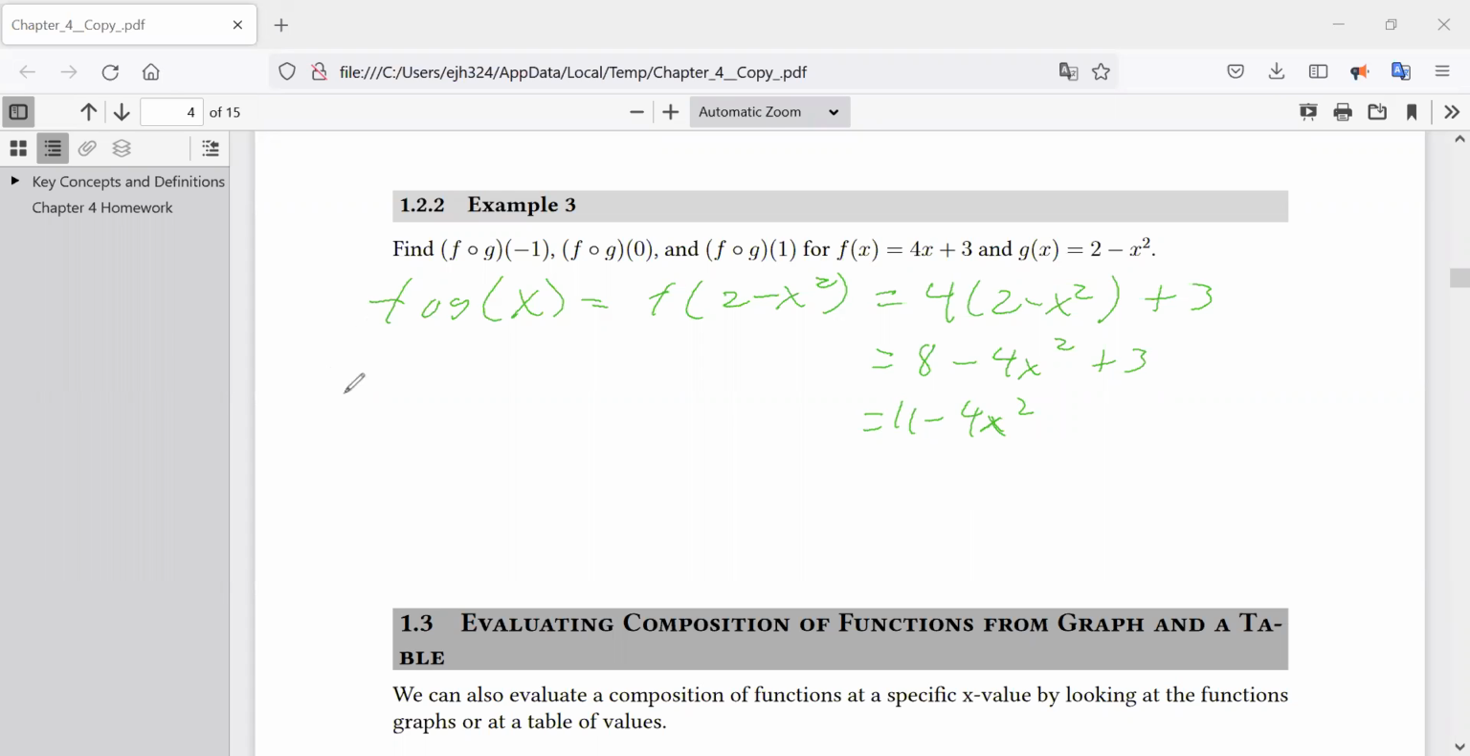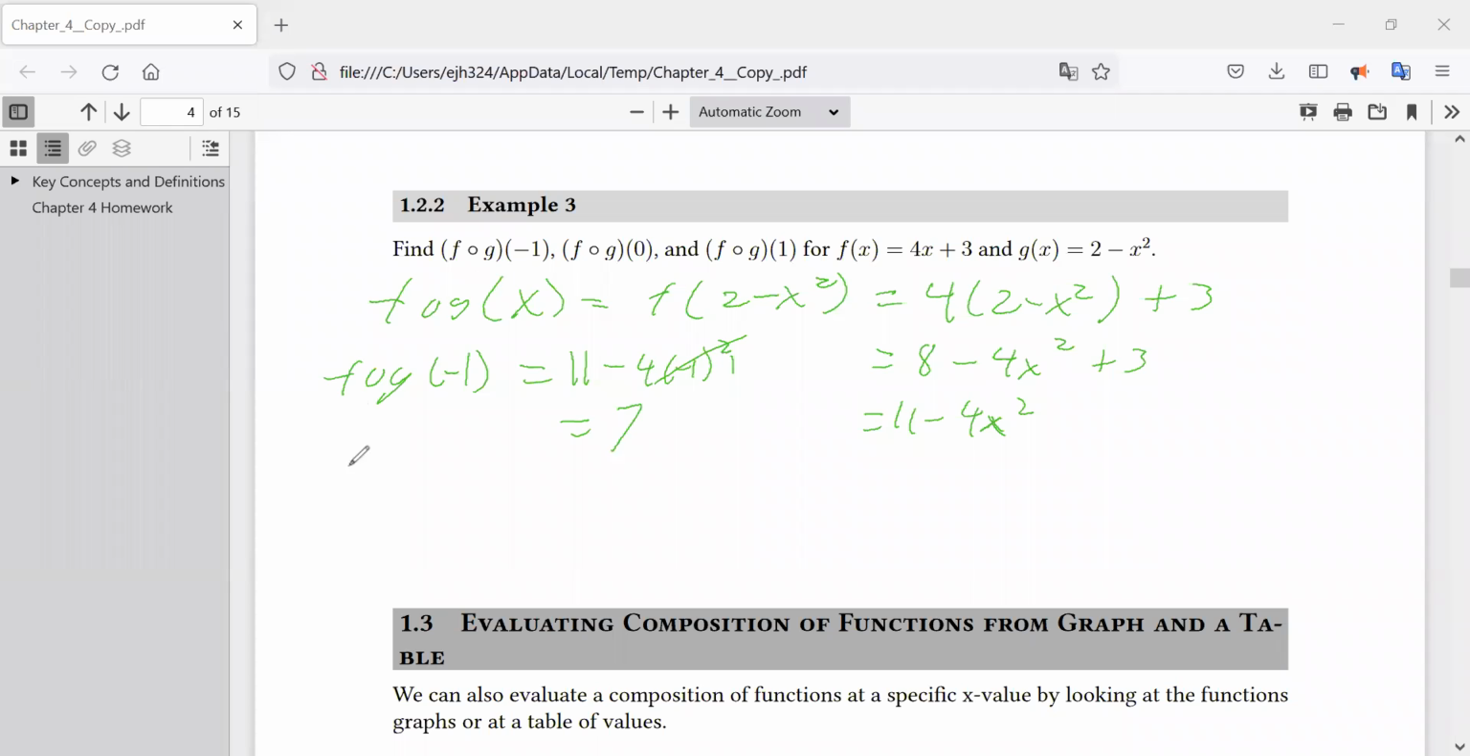And now if I want to do f of g of negative 1, I can just plug that in. So I would do 11 minus 4 times negative 1 squared. It's going to be equal to 7. Because this guy just becomes 1.